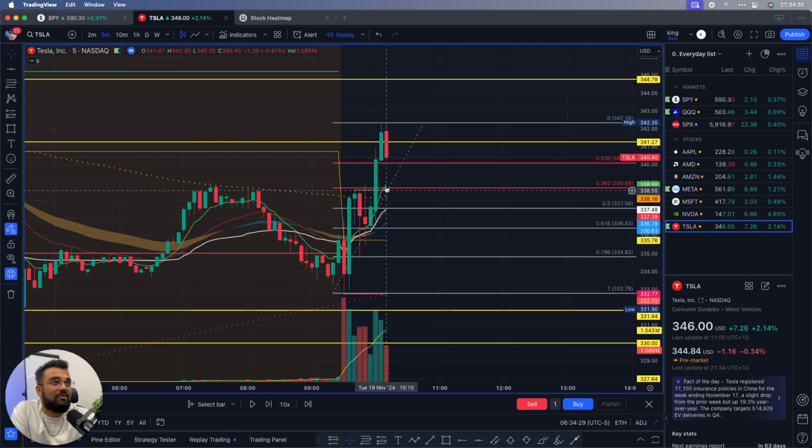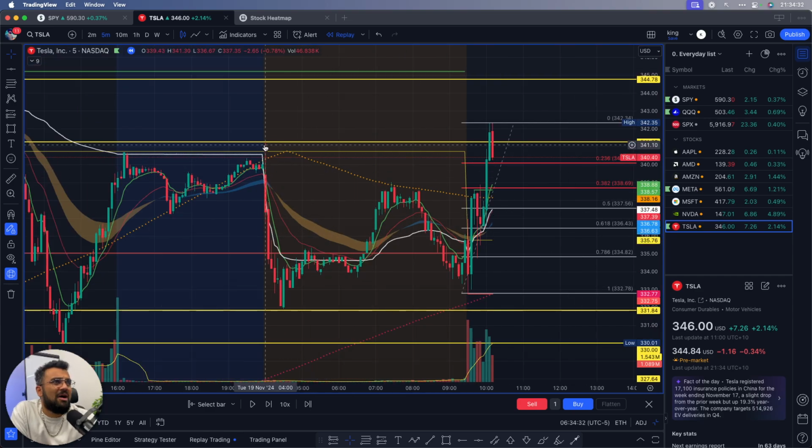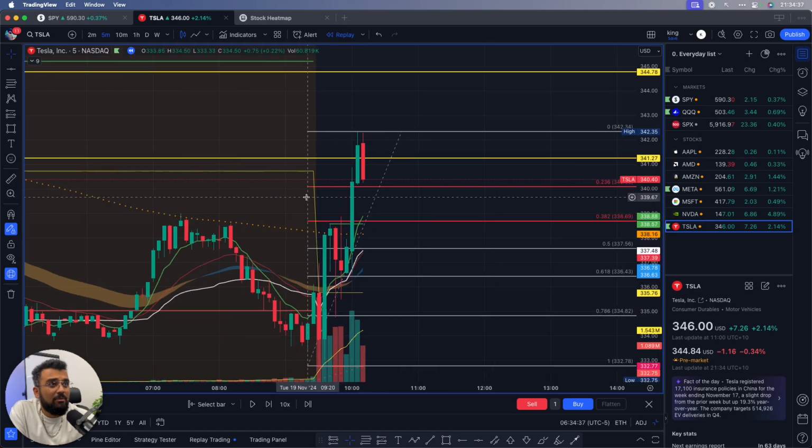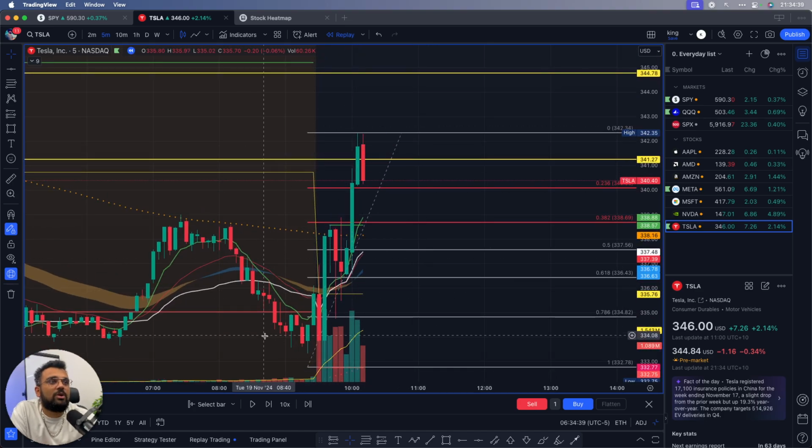So 35 minutes later, I saw this Tesla trade setting up. Tesla made a decent move. Tesla was pushing above this pre-market high. It was looking clean. I was like, okay, let's see if it gives us a pullback. Tesla finally gave me a pullback, so I drew my Fibonacci.